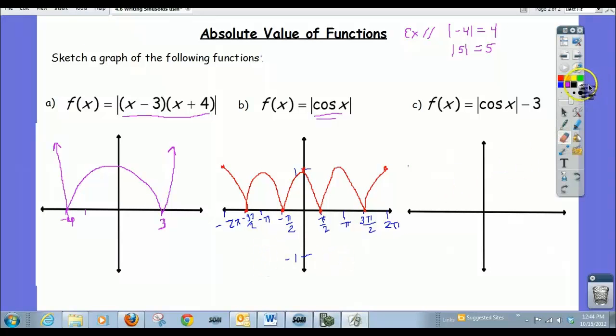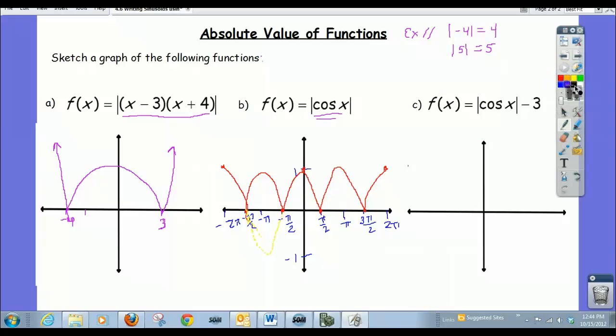So very lightly, I'll put where those negative values were. They were down here. Oops. The graph really was doing this, going down, but all the negative values are now positive. So it's the red that's the graph of this.